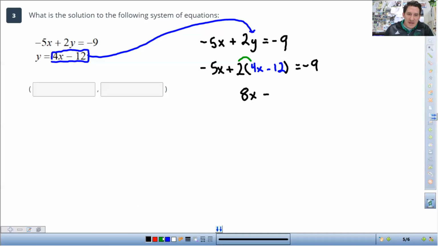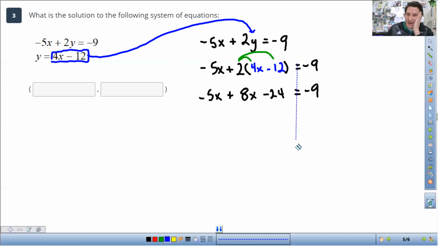Bring down the minus sign. 2 times 12 is 24. Bring down, so minus 5x plus 8x minus 24 is equal to negative 9. We have two sets of x's. They're on the same side of the equal sign. So I'm going to combine the terms. So negative 5x combined with a positive 8x is a positive 3x minus 24 is equal to negative 9.